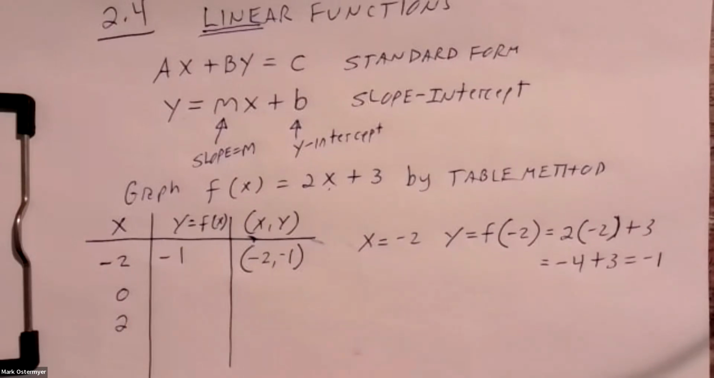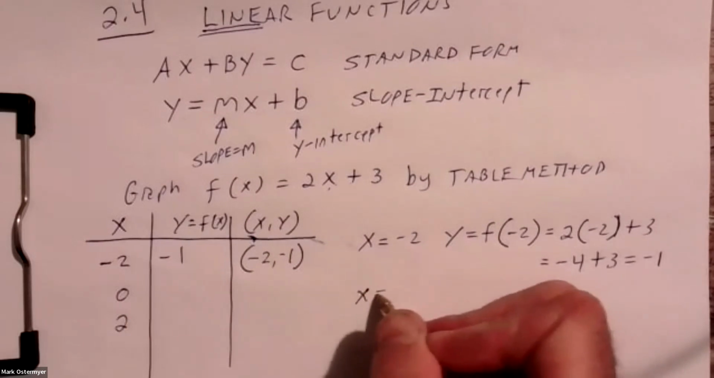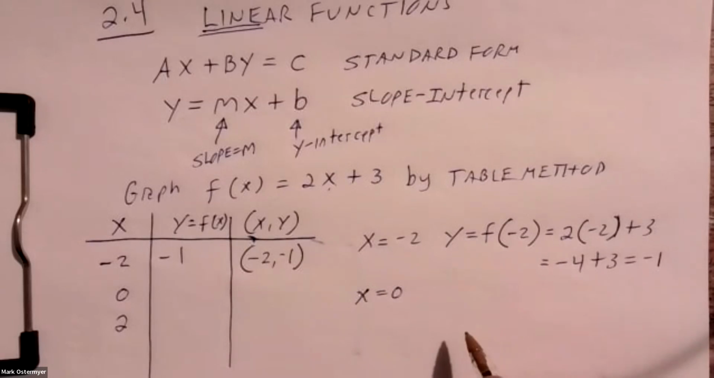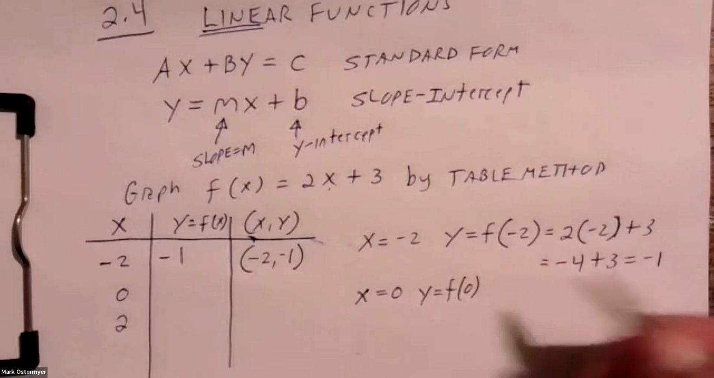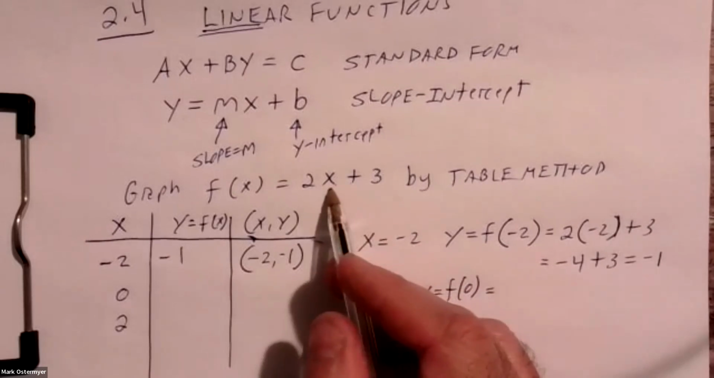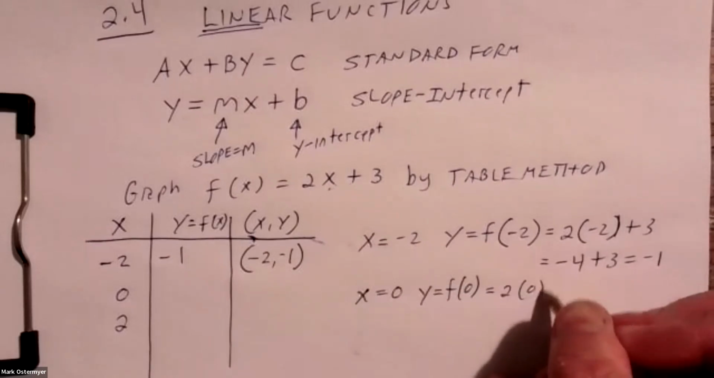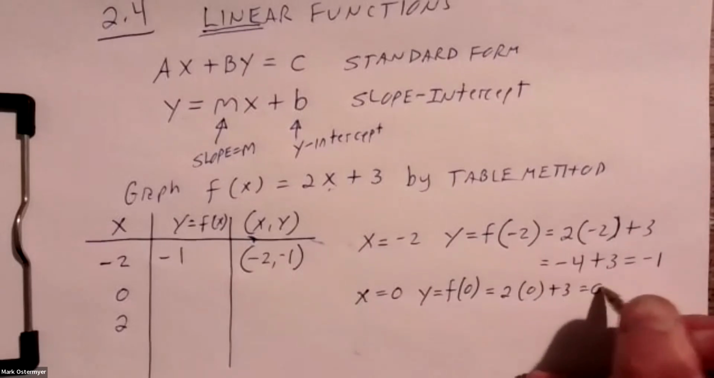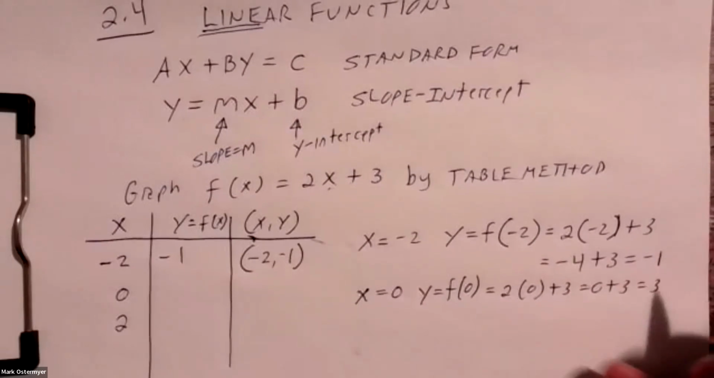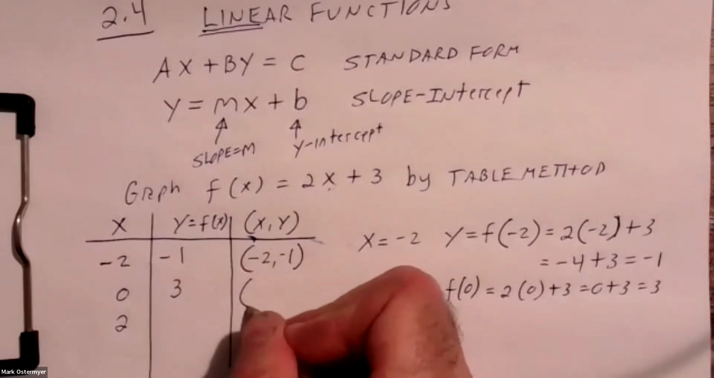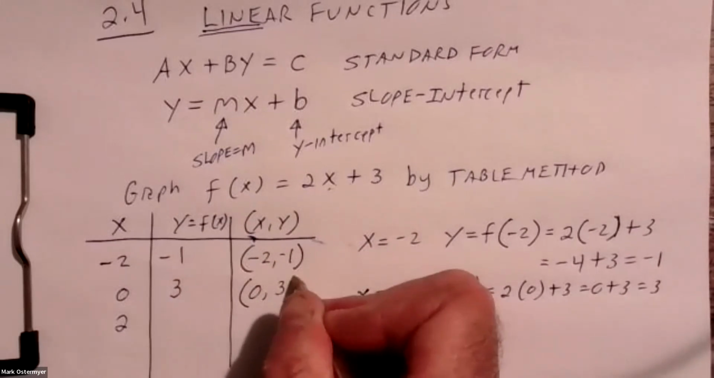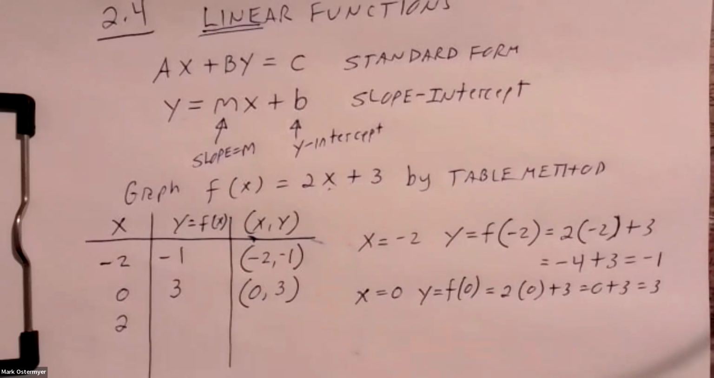I'm now going to choose x to be 0, and if x is equal to 0, we need to find what the y coordinate would be. To find that, we're going to evaluate our function at 0, which means I put 0 in for x. So we've got 2 times 0 plus 3, which means 0 plus 3, which means 3. So therefore, if x is 0, y must be 3. Hence, we have another ordered pair solution for that linear function, which would be 0, 3. So 0, 3 would have to be another point that lies on the graph of this function.